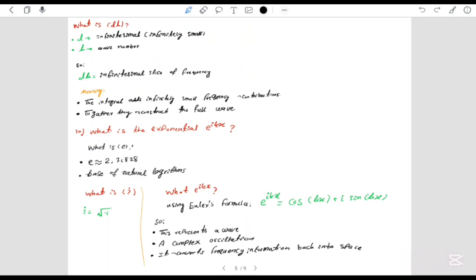So what is dk? d is infinitesimal, or infinitely small. k, as we said, is the wave number. So dk is an infinitesimal slice of frequency, meaning the integral adds up infinitely small frequency contributions. We just put an integral and add all possible frequencies, negative to positive, in the spatial domain. Together, they reconstruct the full wave.